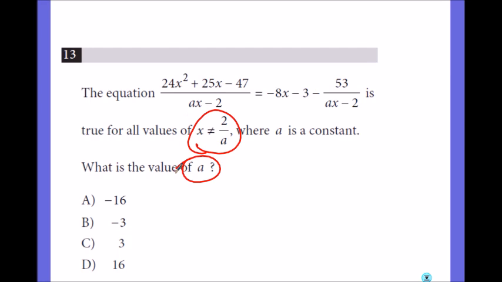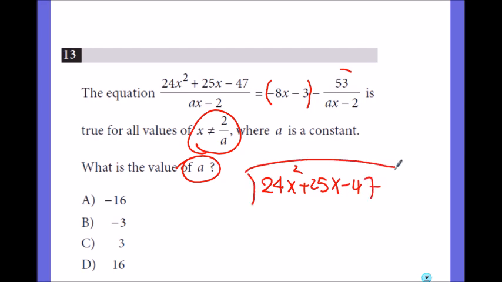So it looks like when you do the long division, this becomes the quotient, and this becomes the remainder, right? Remember how to do long division. So let's see. 24x squared plus 25x minus 47 divided by ax minus 2. So here you get negative 8 first. That means when you multiply it, you get negative 8. So in order to get 24, what do you need to multiply with your a? Must be what? Negative 3 times negative 8 gives 24, so it has to be negative 3.